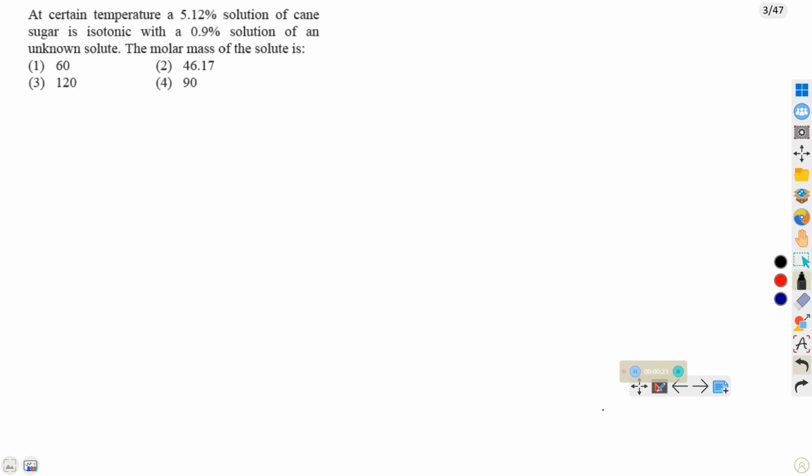At certain temperature, a 5.12% solution of cane sugar is isotonic with a 0.9% solution of an unknown solute. Find the molar mass of the solute. First condition is given as isotonic. Isotonic means two solutions with the same osmotic pressure value are considered isotonic solutions.